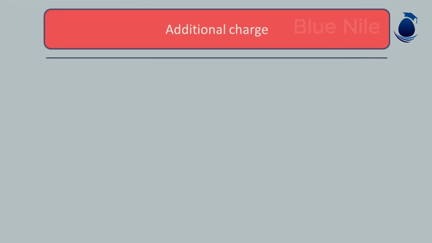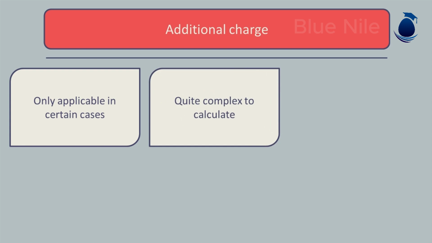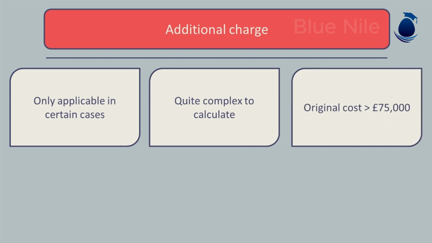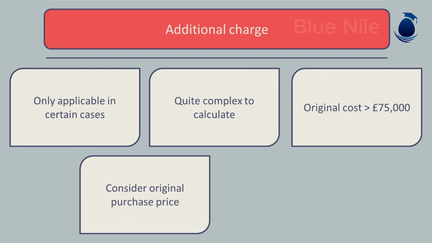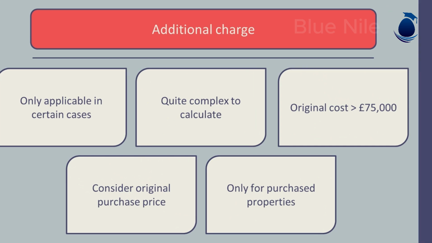The additional charge, sometimes called the further or expensive property charge, will only apply in certain cases and can be quite complex to calculate. Firstly, we need to know when the charge applies. There will only be a further charge if the property originally cost the employer at least £75,000 to buy. The two key facts from this are, we always look back to the original purchase price to decide whether there should be a charge, and there can only be a charge if the property was purchased, i.e. is not being rented by the employer.